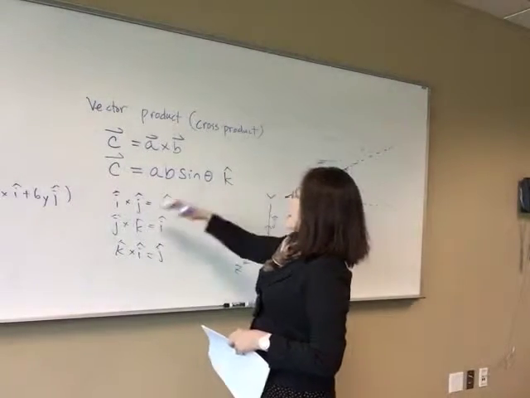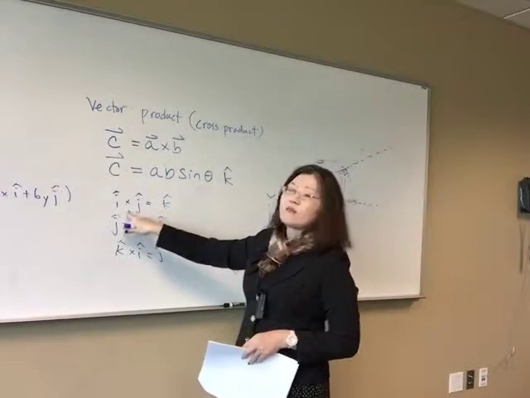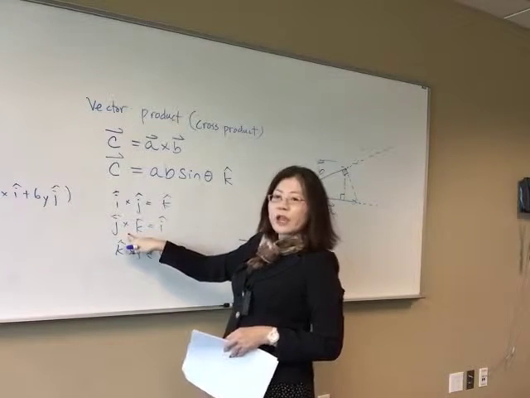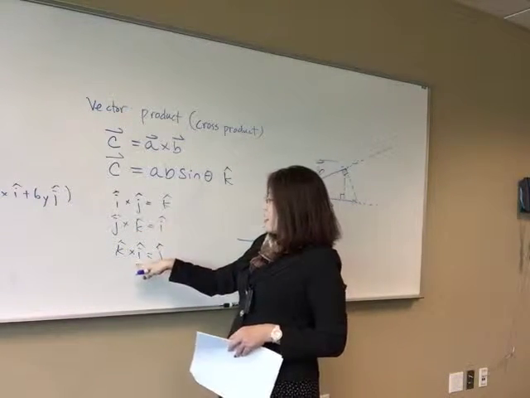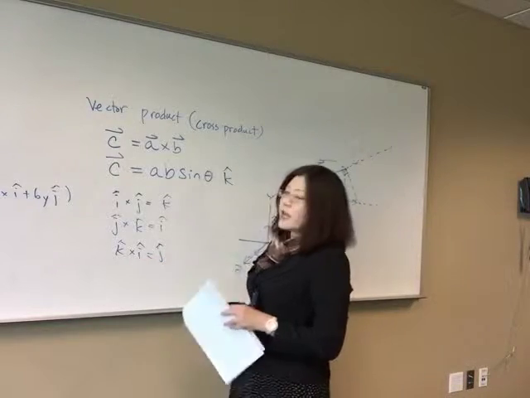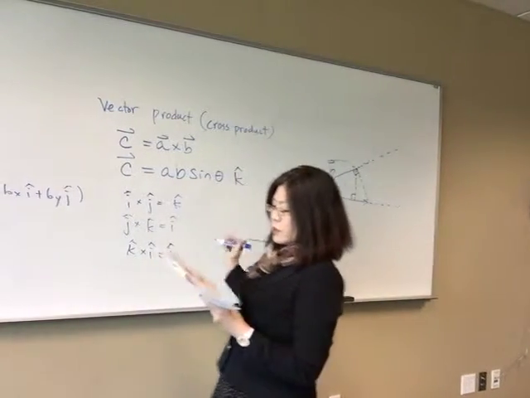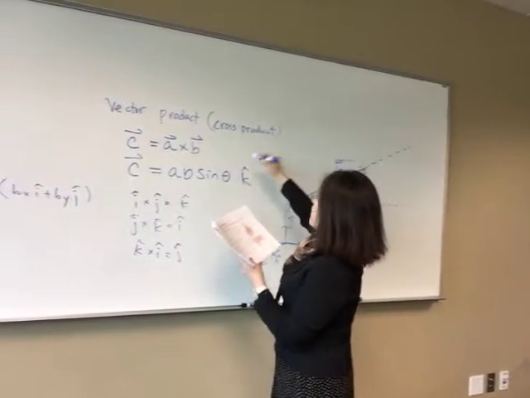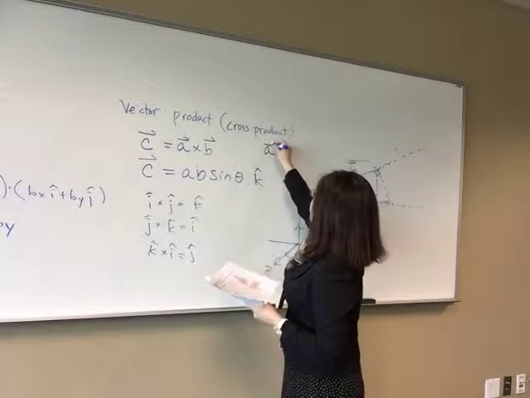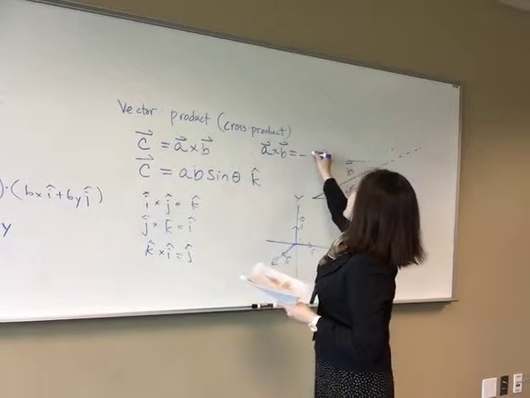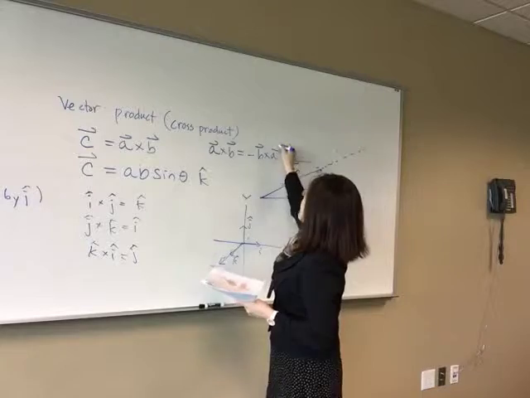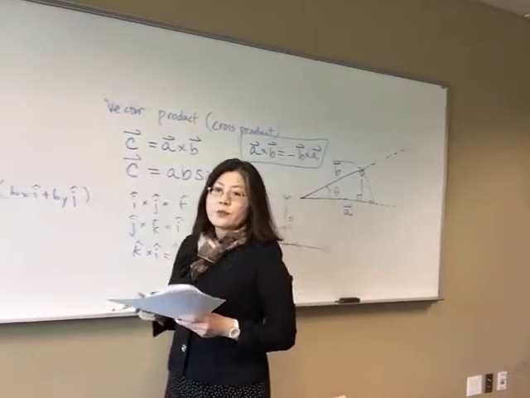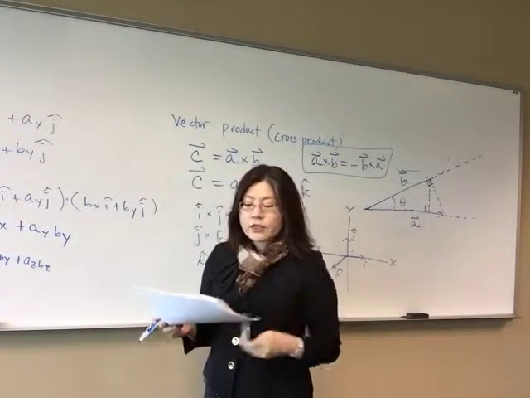So you can see that i cross j equals k hat. Now, if you have j cross i, that gives you negative k. If you have k cross j hat, that gives you negative i. If you have i cross k, that gives you negative j. This is basically how you would do it, okay? So what it means is that a cross b is equal to negative b cross a. That's why I said that, when you have a vector product, the order of the product is important because it differs by a negative sign.